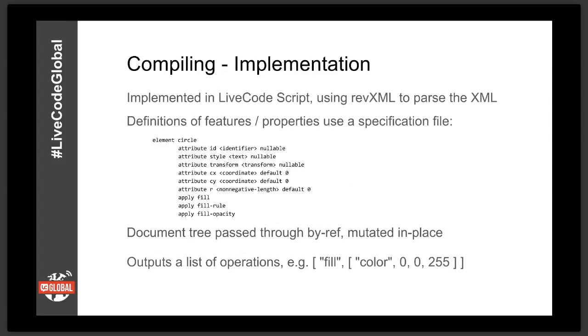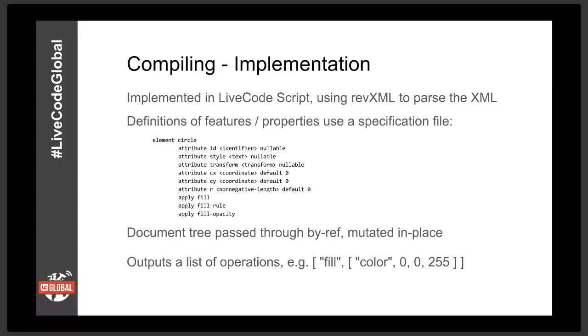Okay, so let's talk a bit about the implementation. So the SVG compiler is actually implemented in LiveCode script. It uses RevXML to parse the XML. XML, whilst relatively easy to create a simple parser for which supports simple XML files, is actually quite complicated. So we can hide all the details of parsing all the edge cases, all the complexity in XML by using RevXML. So RevXML basically allows you to iterate over the XML tree.